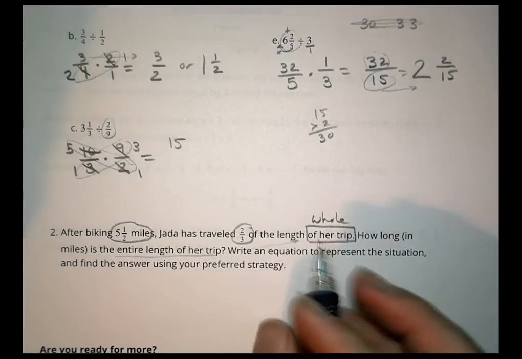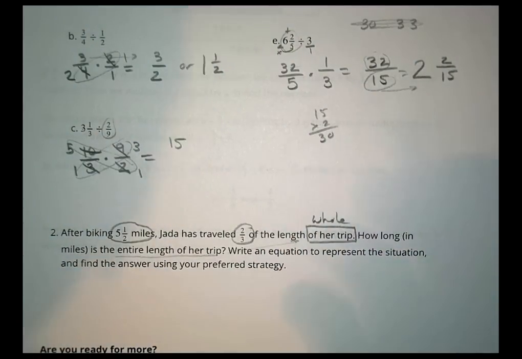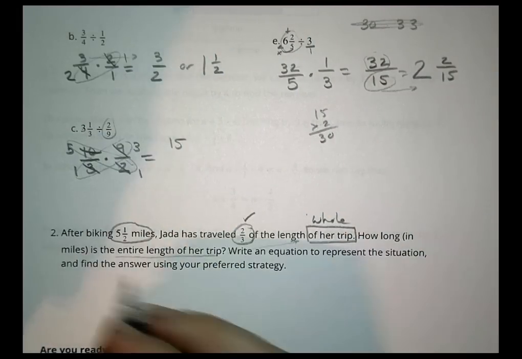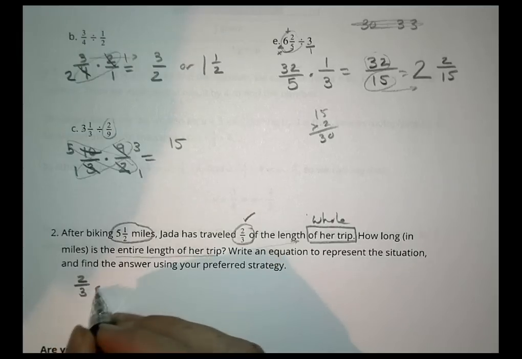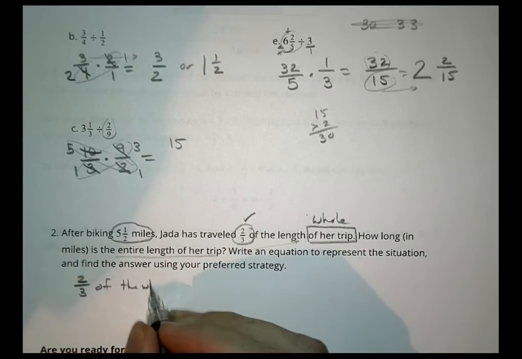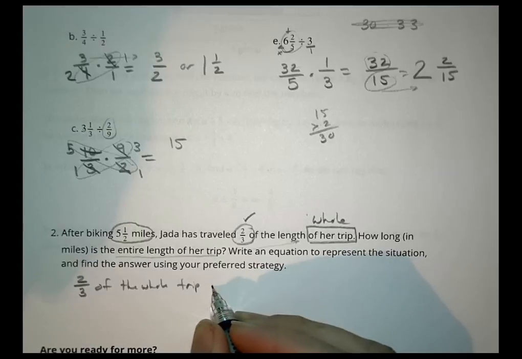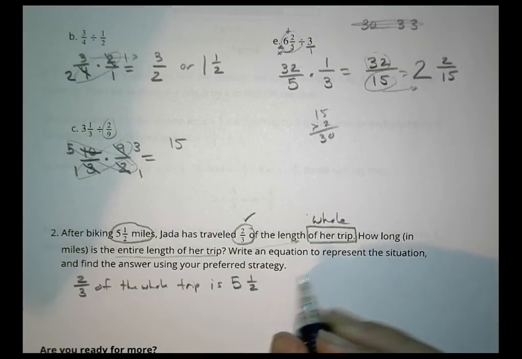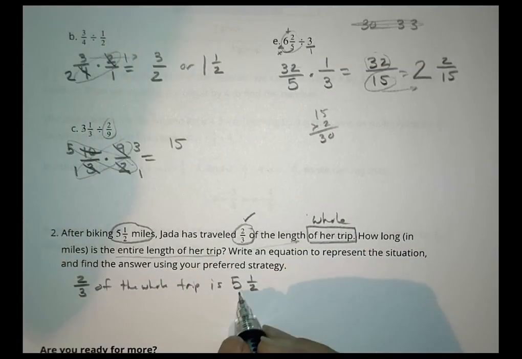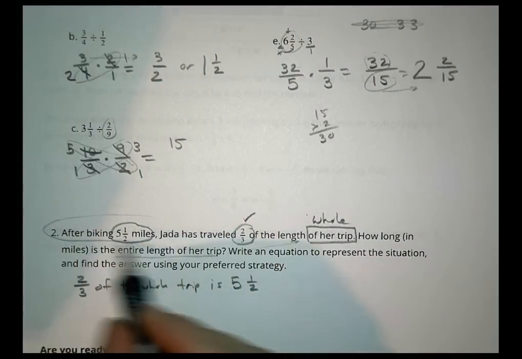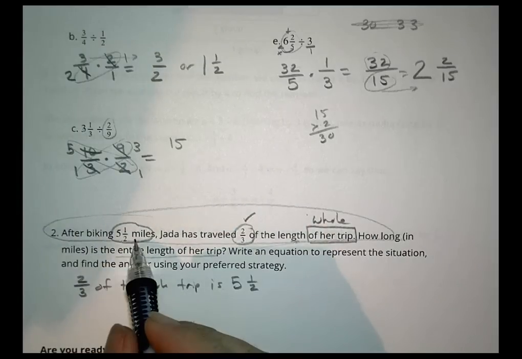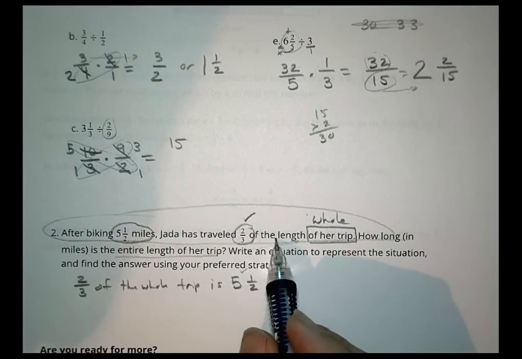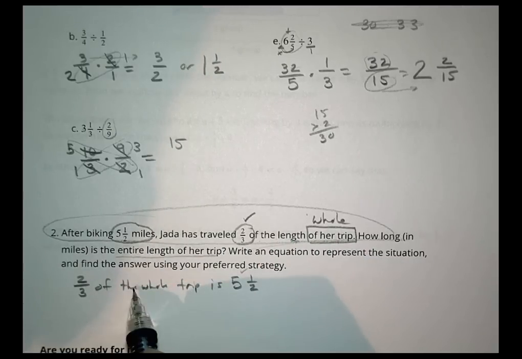So what we're saying here is this, right? Think about this. This is where it gets a little tricky in your head. She's gone 2/3 of the whole trip, and that is 5.5 miles. So what we know is that 2/3 of the whole trip is 5.5 miles. This is what this is telling us right here. Read it again. After biking 5.5 miles, that's how far she's gone, Jada has traveled 2/3 of the length of her trip. So 2/3 of the trip is 5.5 miles.